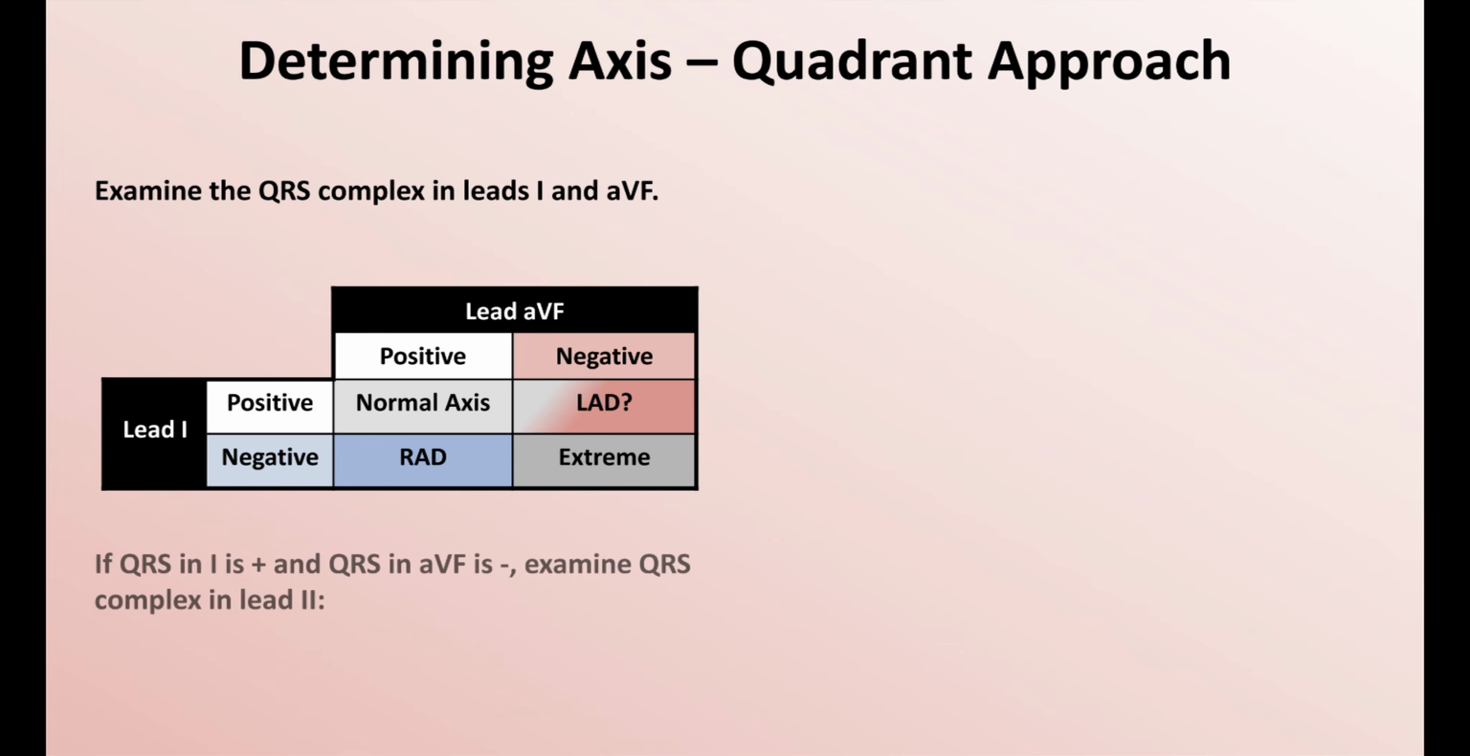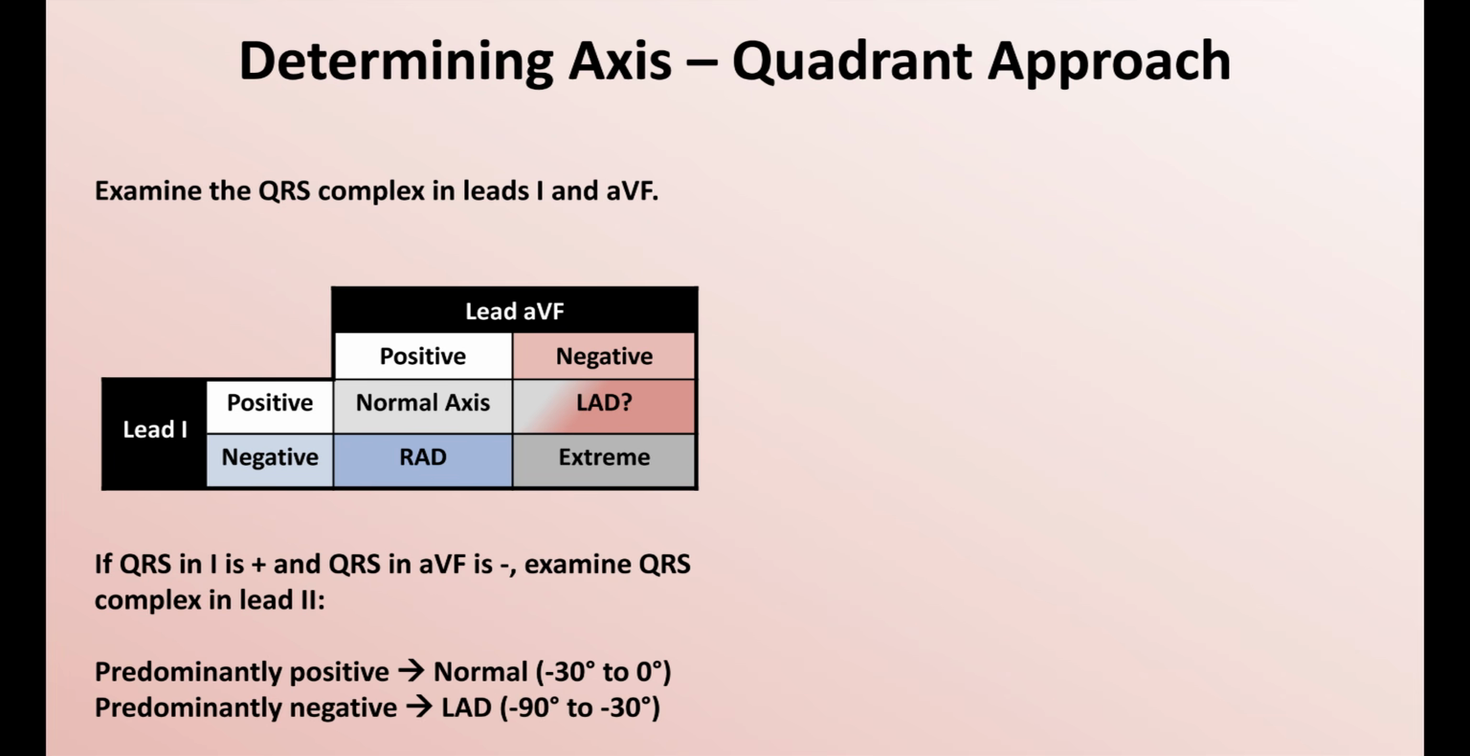If the QRS in 1 is positive and the one in AVF is negative, you may be dealing with left axis deviation, or normal. If this happens, the next step is to look at the QRS complex in lead 2. If it is predominantly positive there, the axis is normal, and can be further narrowed down to -30 or 0 degrees. If the QRS in 2 is predominantly negative, the patient has left axis deviation with an axis between -90 and -30. To see how to apply this, let's look at an example.